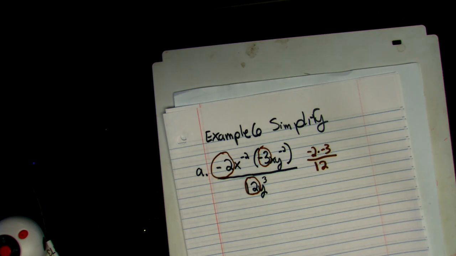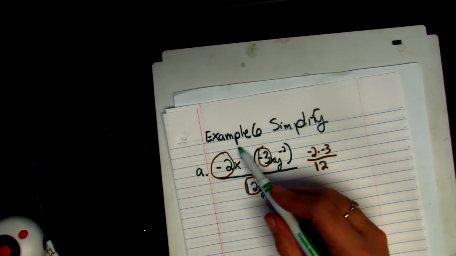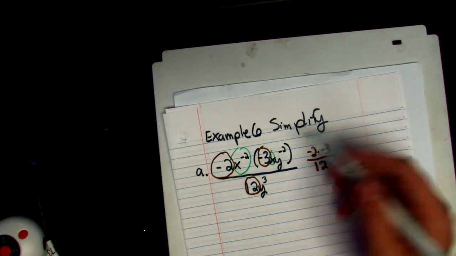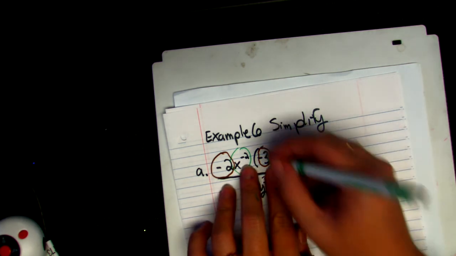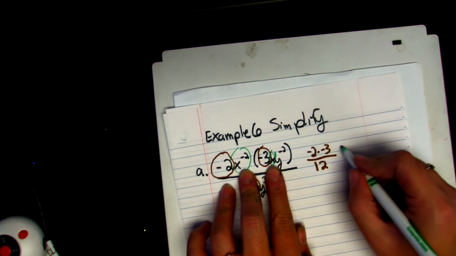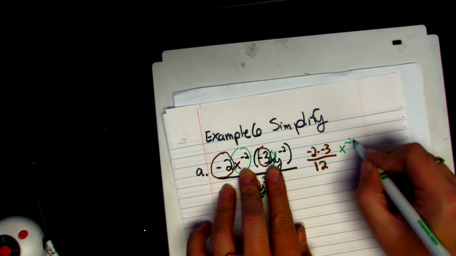All right, and then I want to put all my x's together. So here's one, and then here's another. So I have, this is an exponent of 1, right? So I have x to the -2 plus 1.